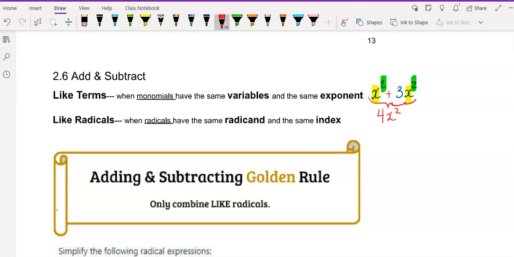Well, this concept applies to radicals as well, where when we add and subtract radicals, the golden rule is to only combine like radicals, okay? They have to be like radicals. So what is a like radical? You have to have the same radicand, so the number or expression that's under the root sign, and the same index. Okay, so it's very similar.